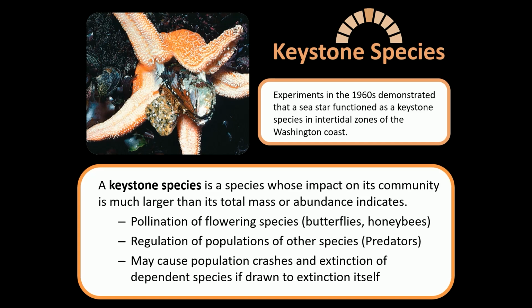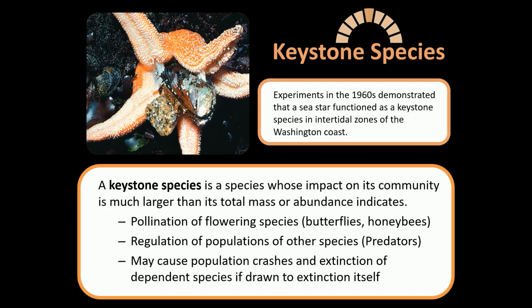So this brings us to the idea of a keystone species. A keystone species is one whose impact on the community is much larger than its total mass or abundance would indicate. An example of this would be the pollination services offered by bees and butterflies. Bees and butterflies represent a very small amount of the total biomass of the ecosystem, but their impact in terms of the biodiversity of that ecosystem is huge because they support the reproduction and the maintenance of all of these plant species, right? Without their work, none of these plants are going to be reproducing each year.